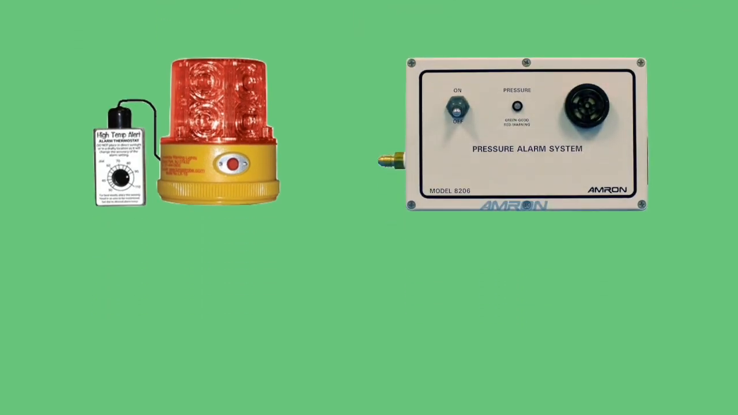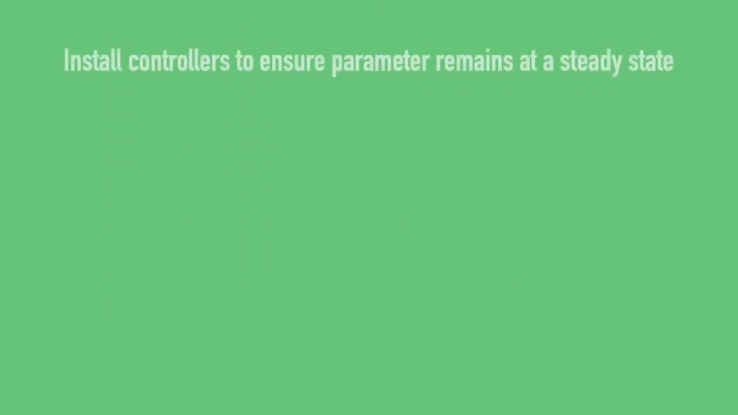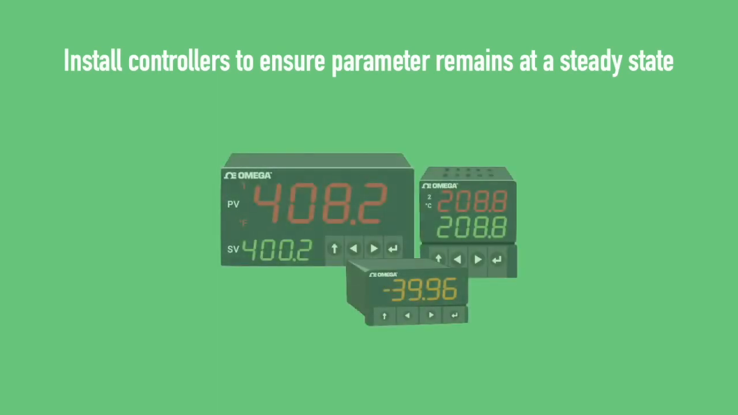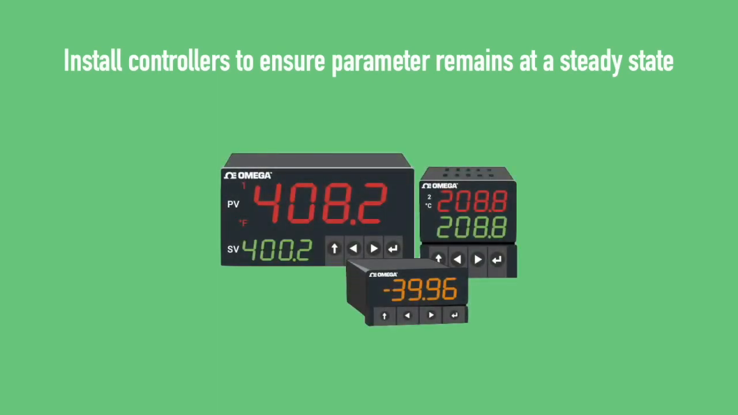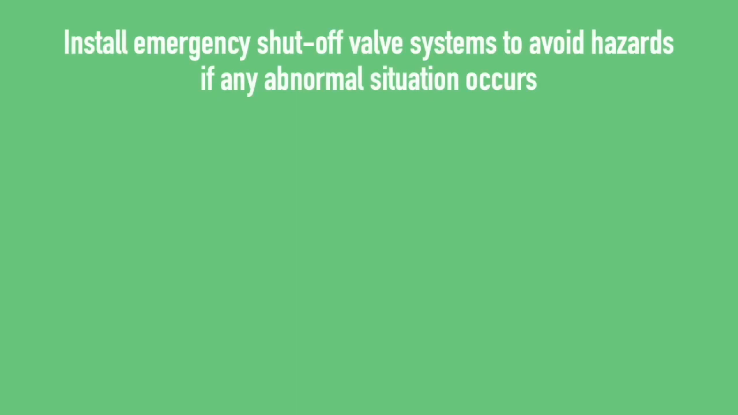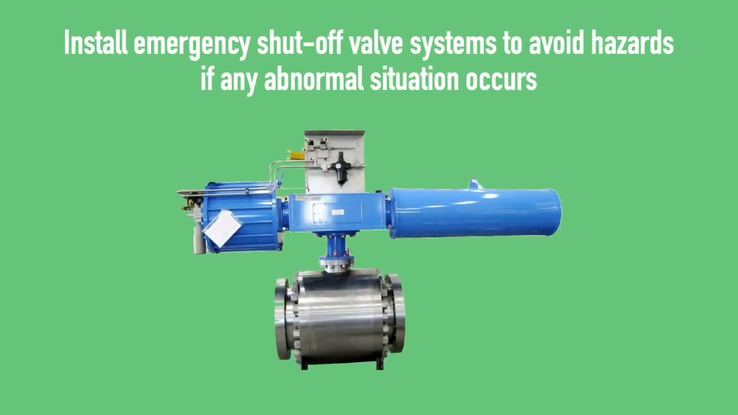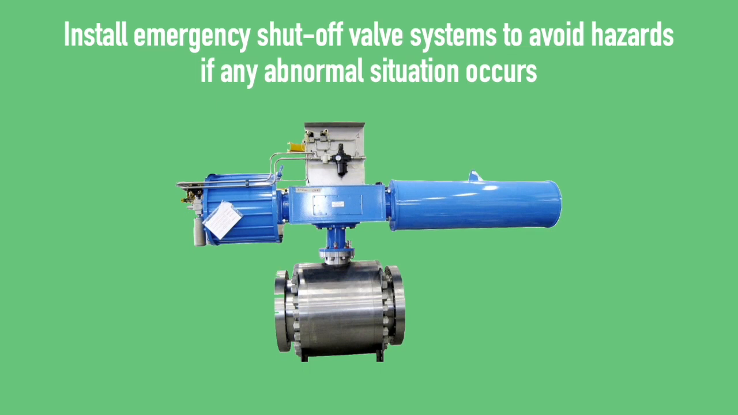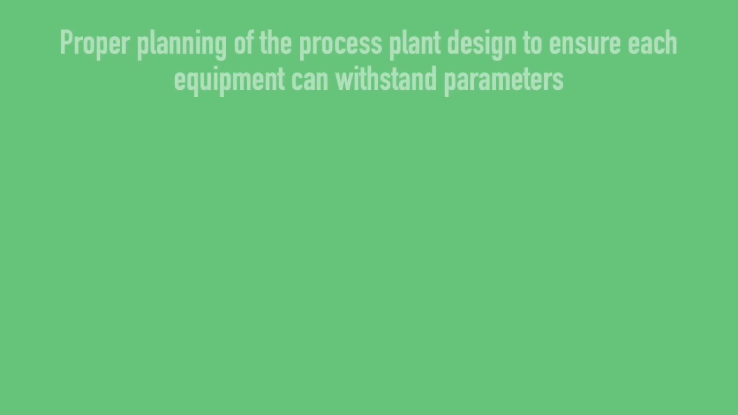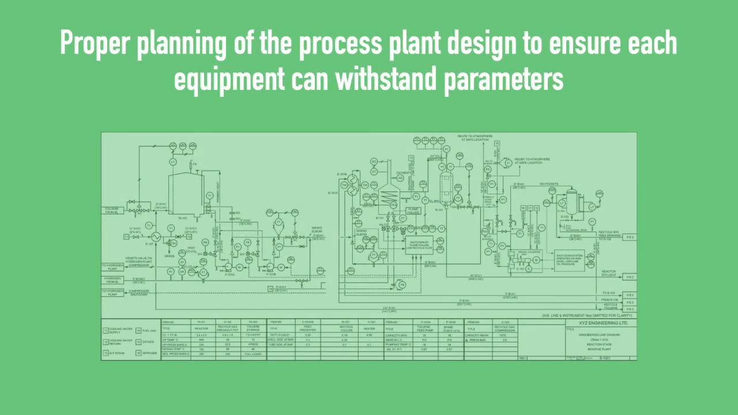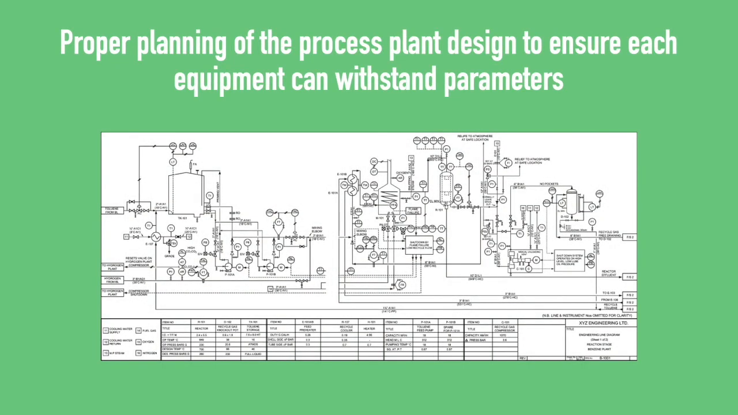In order to ease the job of the person in charge, installing controllers is also recommended so the control system can help to ensure the parameters remain at a steady state. In case of any unwanted accidents, emergency shut-off valves can automatically shut down the whole operation without further compromising the process. Last but not least, it is very important to properly plan and design the process plan by ensuring equipment is suitable for the process. Many hazards can be prevented with proper planning.